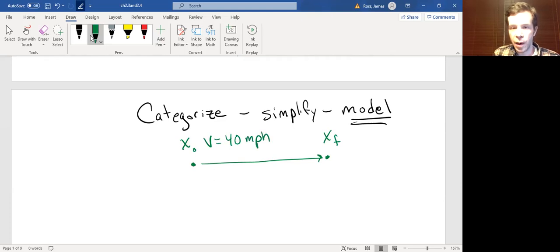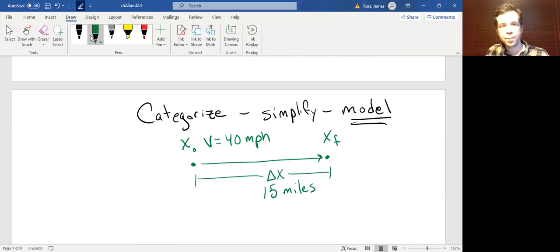V is 40 miles per hour. And delta X is 15 miles. Right, so here's my simplified model. Instead of my picture of my car driving down the road, it doesn't matter that it's a car, I just have a point to represent my car, and it's going to move 15 miles at 40 miles per hour, reasonably in a straight line.